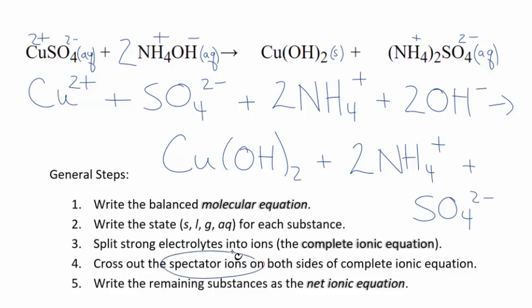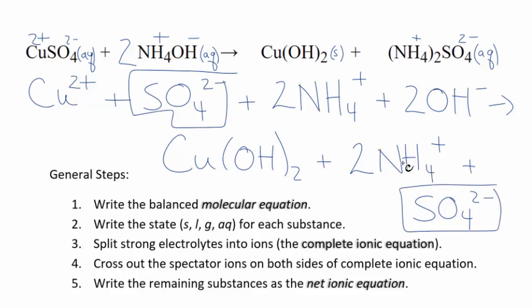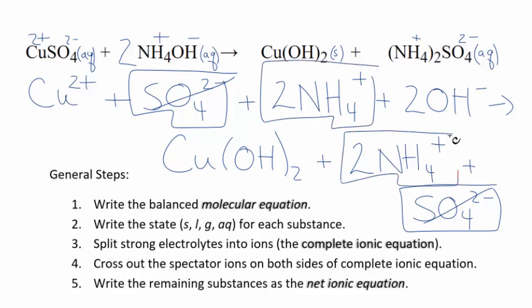Now we can cross out the spectator ions. They're on both sides of the complete ionic equation. So in the reactants here, I see I have a sulfate ion. In the products, I also have a sulfate ion. So that can be crossed out. I have two ammonium ions here in the reactants and two in the products. We can cross that out. What's left? That's the net ionic equation for copper(II) sulfate plus ammonium hydroxide.